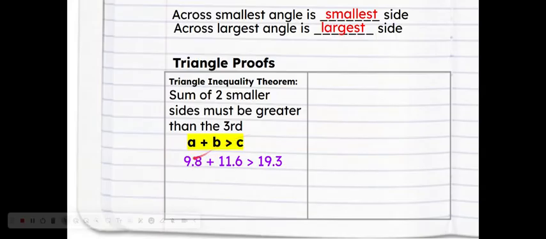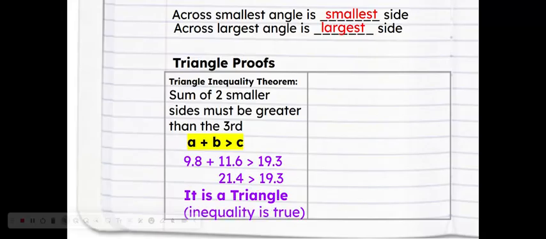So again, you plug in your two smaller sides for A and B, and you're checking, is it greater than your largest side? Simplify your expression. And if that's a true inequality, then yes, it is a triangle. If it's false, then it's not a triangle. But for your warm-up, they better all be true. So you're just proving it. So try that with your warm-up right now.